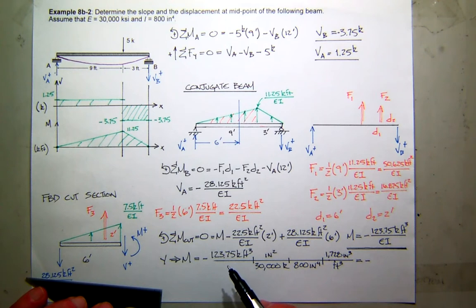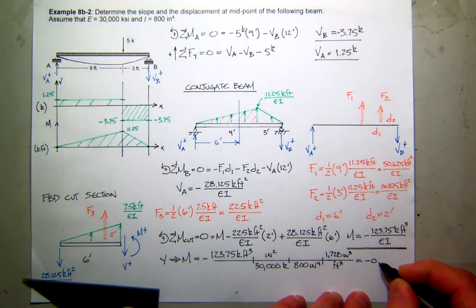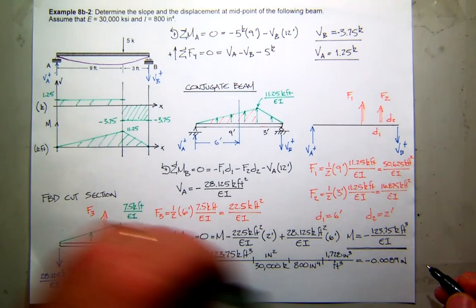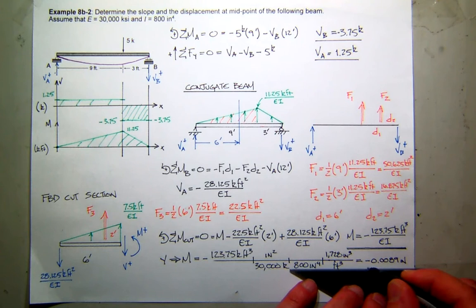So 0.008. Anybody else getting that? Yeah, 0.008. Give me one more decimal. 9. So basically 9 thousandths of an inch. Not a lot, is it?